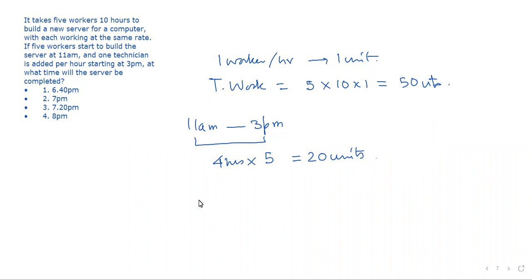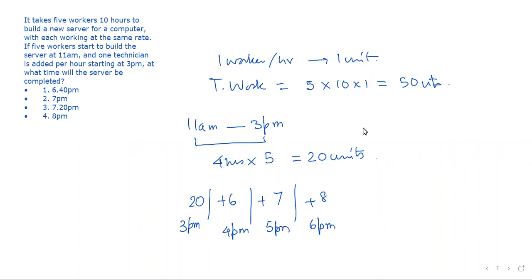Okay. So after doing 20 units, when there were 5 workers working, the next hour there would be 6 working and they would be doing 1 unit of work per hour. So in the next hour, that means this was till 3 p.m. At the end of 4 p.m., plus 6 would have happened, then plus 7, then plus 8.